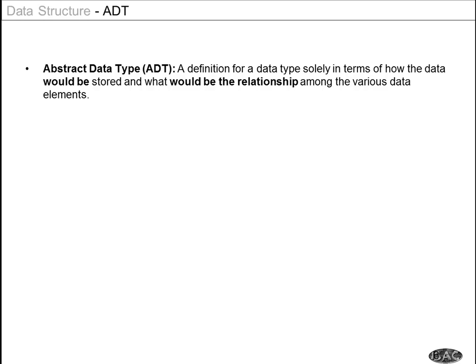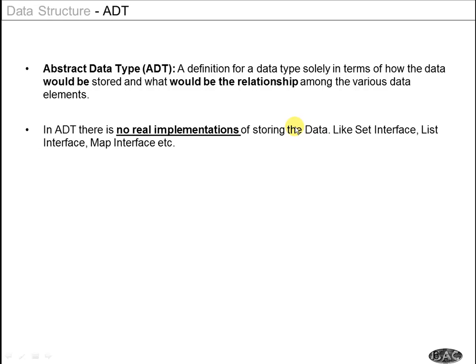Now let us understand a concept called abstract data type. What abstract data type means is that it is just a definition for a data type solely in terms of how the data would be stored and what would be the relationship among the various data. So it is like a high level declaration, leaving the low level implementation detail to the implementation classes. So it is just a very high level thing. In ADT, there is no real implementation of storing the data. Examples of abstract data types are the set interface, list interface, and map interface.